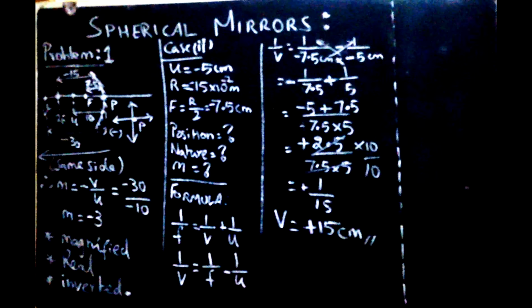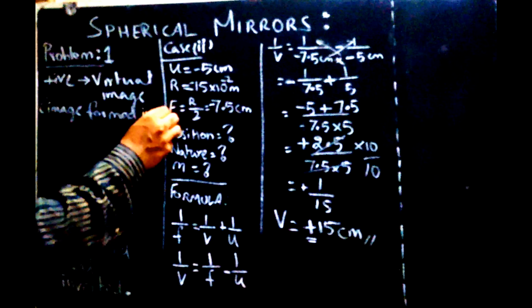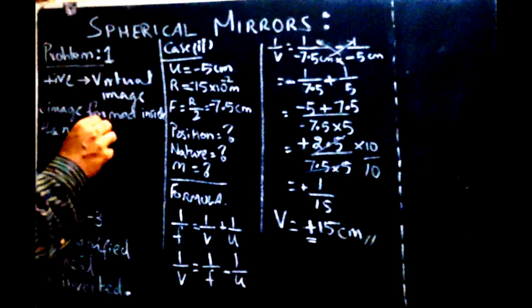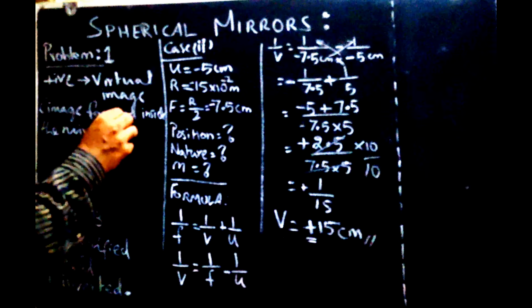So v is plus 15. It is positive. When you're telling as positive, the first thing you have to get in your mind is it is a virtual image, not a real one. That means it can be only seen, it cannot be captured in a screen. It can be seen only inside the mirror. That is the meaning for virtual. So the image will be formed only inside the mirror. You cannot capture them in a screen.